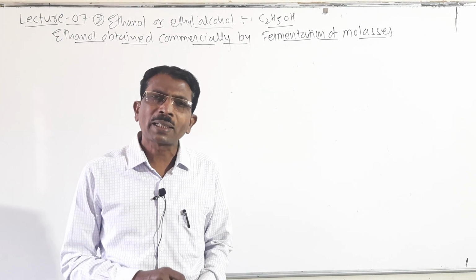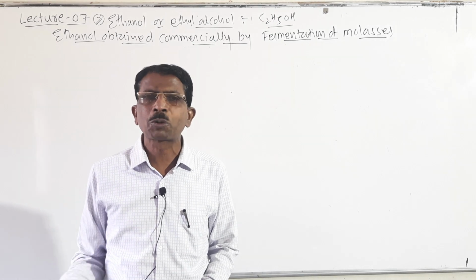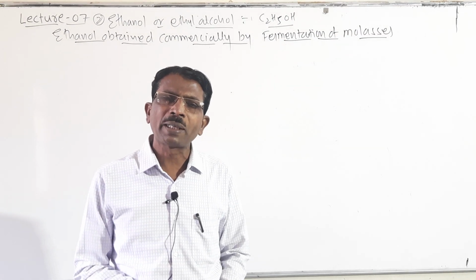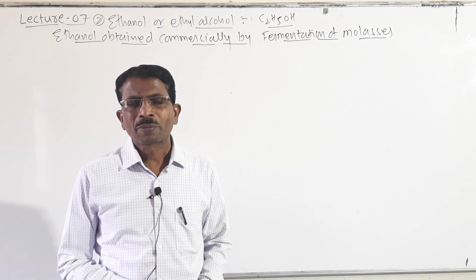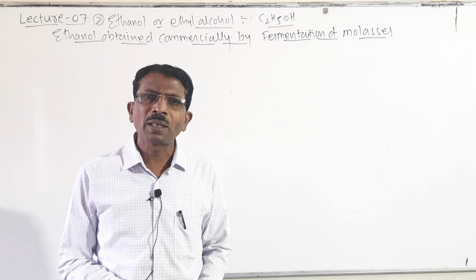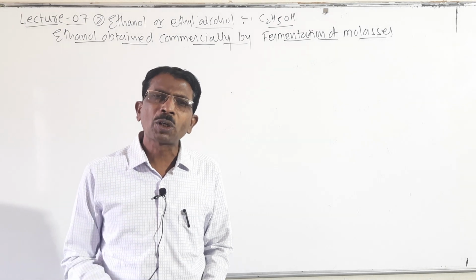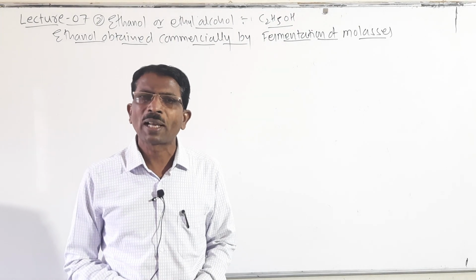From rectified spirit we can also obtain absolute alcohol. Look here, this rectified spirit is treated with quicklime and then it is distilled with calcium metal. So you will get absolute alcohol, and absolute alcohol means 100% alcohol. So students, that is about molasses.